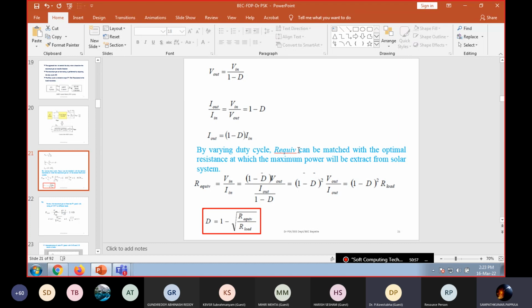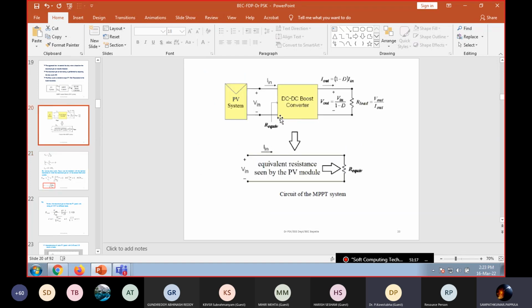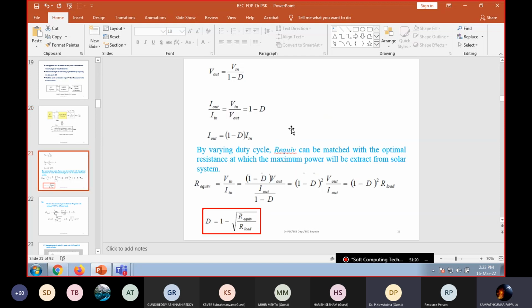Now we need to get the maximum power from the panel. Here we need to find the duty ratio with respect to the equivalent resistance of the panel and the load resistance value. Now, for the R equivalent value: R equivalent is the input voltage divided by the input current. The input voltage is rewritten in terms of the output voltage: V input is equal to V output times (1 minus D), and the current I input is equal to I output divided by (1 minus D).